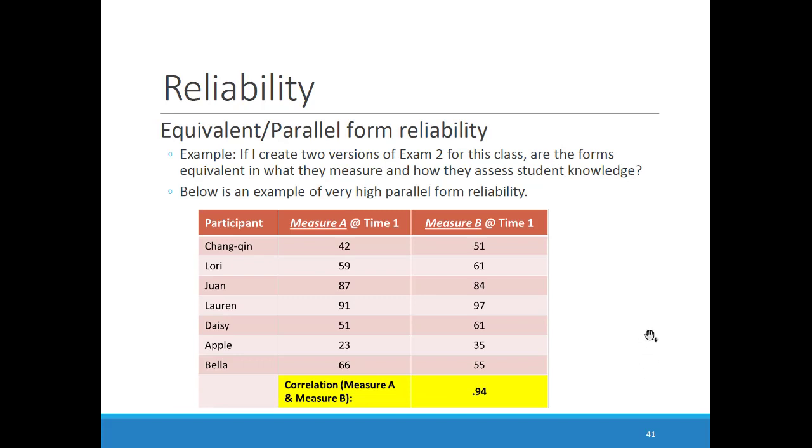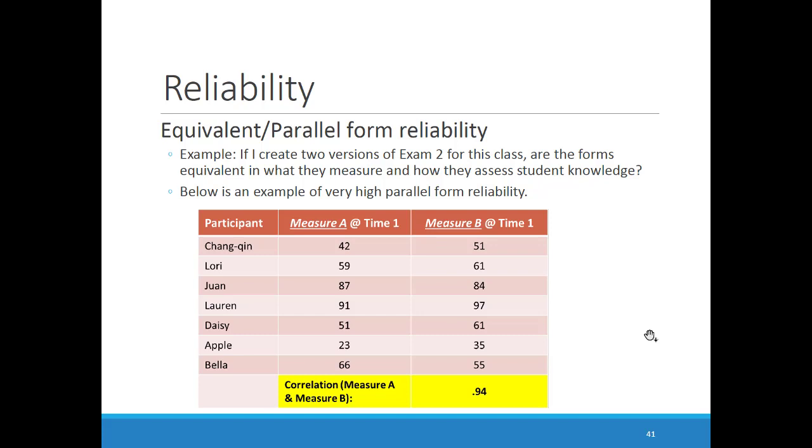Another type of reliability is called equivalent form or parallel form reliability. And this is to look for reliability between different types of measures or different forms of the measures of the same thing. So, for example, if I created 2 versions of an exam for this class, I might want to know, are these 2 versions equivalent in what they measure and how they assess student knowledge?